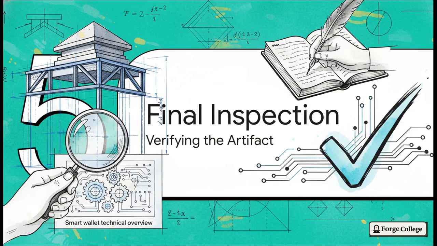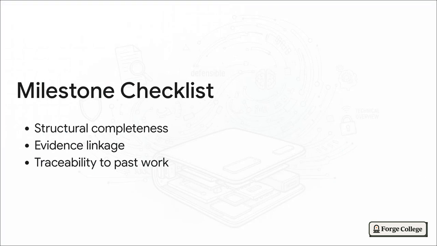Almost there. Section 5, Final Inspection, where we verify the artifact. Think about it. You would never sign off on an actual architectural blueprint without double-checking the math, right? So before we export this structure for our final capstone assembly, you absolutely have to run through this critical self-test.